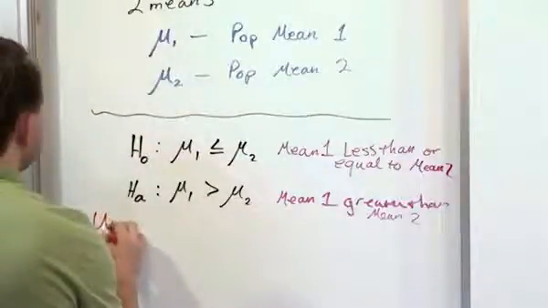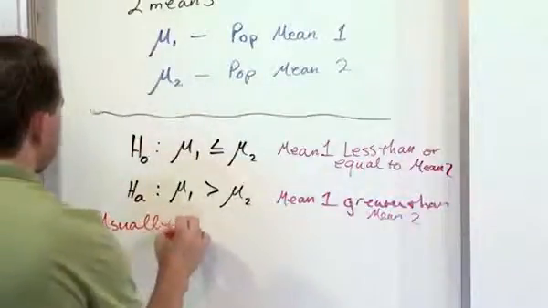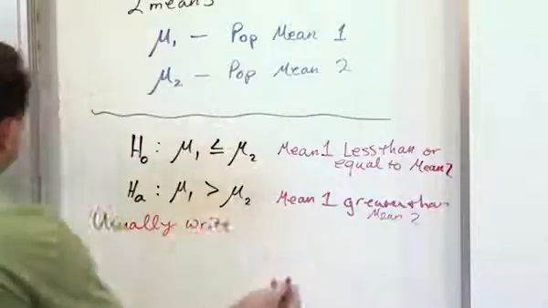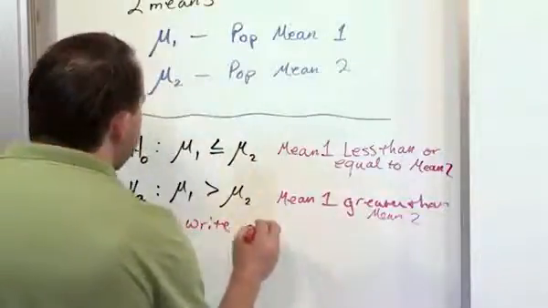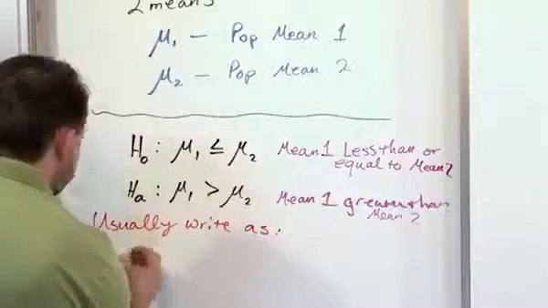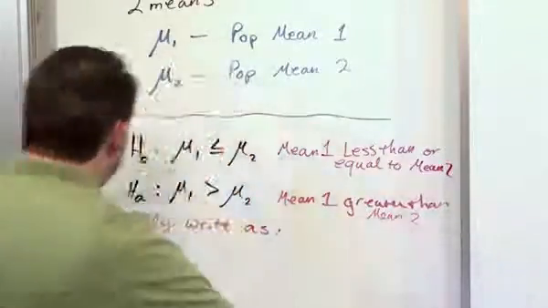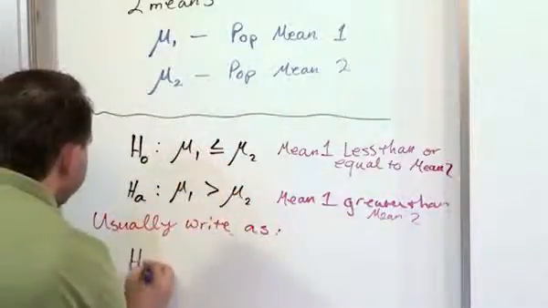You usually, and this is how you're going to see this written in your textbook, as the following. You typically see it written like something like this. Let me switch to this color. The null hypothesis, for instance.